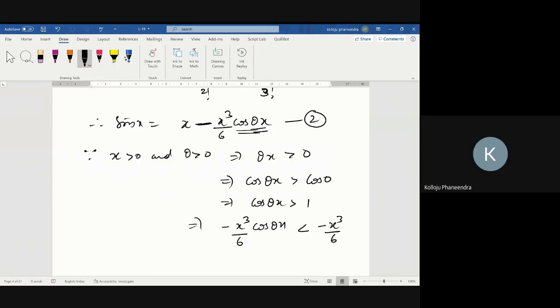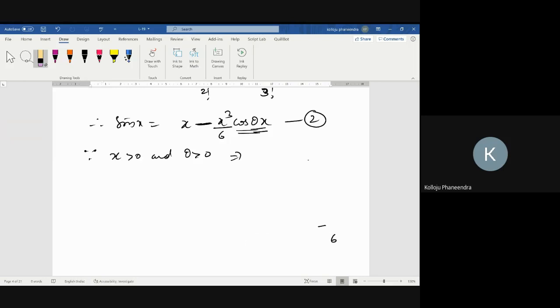Sir, cosine theta x is greater than cos 0, sir. Yeah, theta x greater than 0, taking cosine on both sides. Cosine is a decreasing function, so it will change, sir. Cos 0 is 1, sir. Cos cannot be greater than 1. Yes, it should be less than or equal to 1, sir. Yeah, the range of cosine is less than or equal to 1.